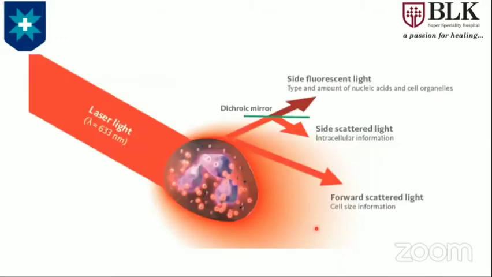And we are all aware of this particular aspect where a laser light is used on the cells, which are either dyed or not given any dye. And based on the scatter properties of the forward light and the side scatter fluorescence, you are actually able to differentiate between various cell types.